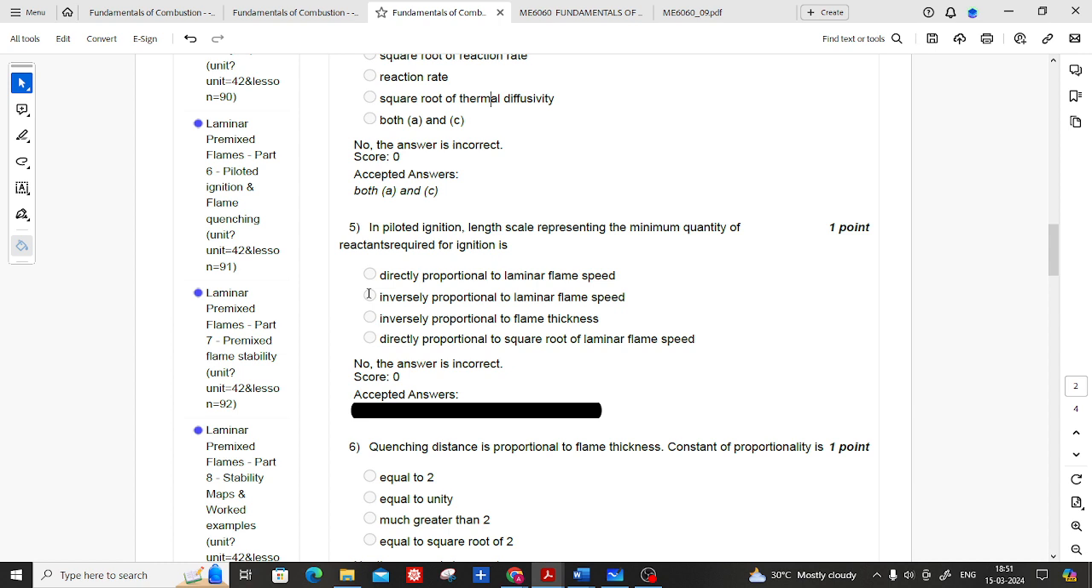See, there are two kinds of ignition. One is pilot ignition, the other is auto ignition. In a diesel engine there is auto ignition, but in a petrol engine there is pilot ignition, where you need some external flame to ignite the fuel-air mixture.